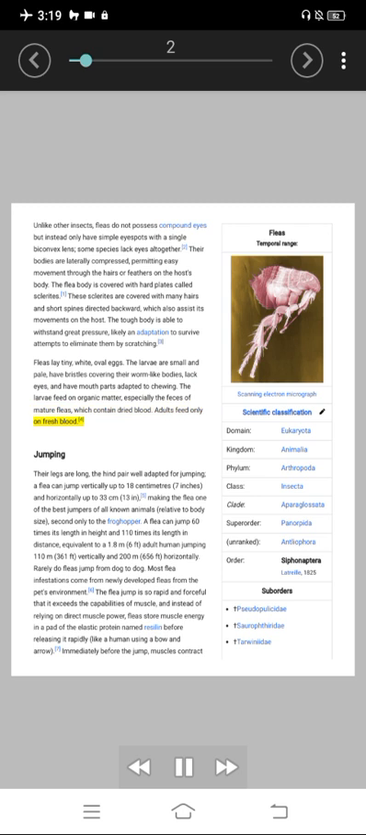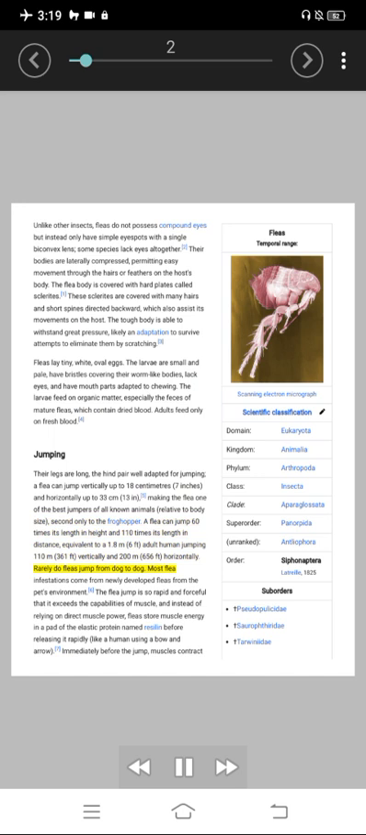Jumping. Their legs are long, the hind pair well adapted for jumping. A flea can jump vertically up to 18 centimeters, 7 inches, and horizontally up to 33 centimeters, 13 inches, making the flea one of the best jumpers of all known animals, relative to body size, second only to the froghopper. A flea can jump 60 times its length in height and 110 times its length in distance, equivalent to a 1.8 meter, 6 foot adult human jumping 110 meters, 361 feet vertically and 200 meters, 656 feet horizontally.